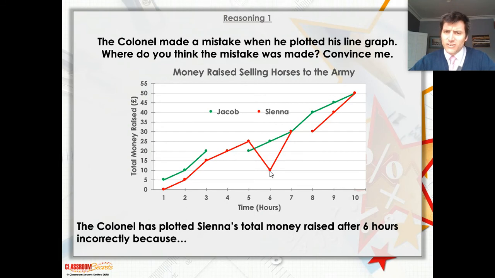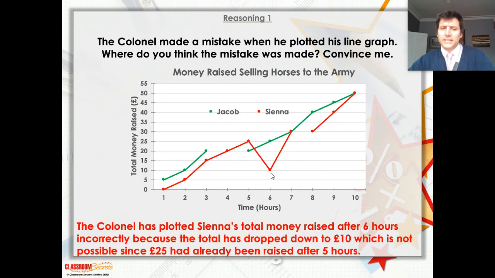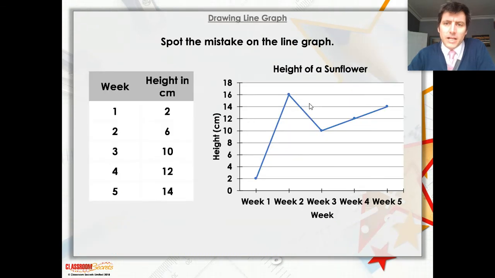Well, hang on a second, it's gone down. So unless she gave money away, that's not possible, is it? No, yeah. Because Sienna's money drops after 6 hours, but the total hasn't dropped, okay? She's already got the £25. So this £25 that's represented here, she'd already got. So she couldn't just suddenly lose it. So the money always needs to keep going up for the line graph there.